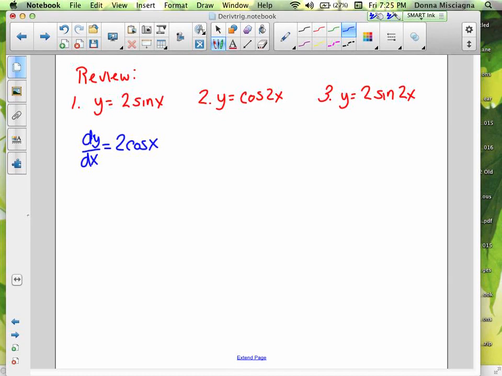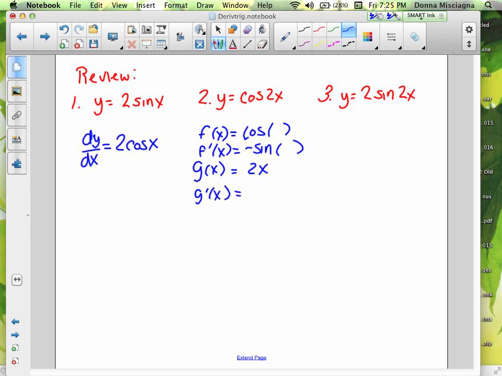Now this one would involve a chain rule because we don't just have an x, we have a 2x. So our outside function is cosine, that's a cosine of blop. And the inside function is 2x. Derivative of the outside function is negative sine blop. And the derivative of the 2x, the blop, is just 2. So the blop is going to be just what the blop was before.